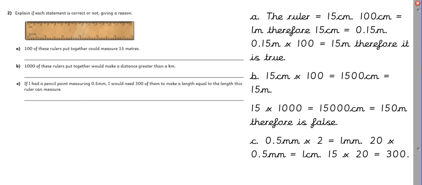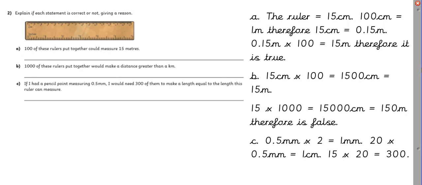For B, 1,000 of these rulers put together would make a distance greater than a kilometre. I'm going to do 15 centimetres multiplied by 1,000, because I want 1,000 of these rulers, which makes 150 metres, which means that is incorrect. Okay, so it's false.